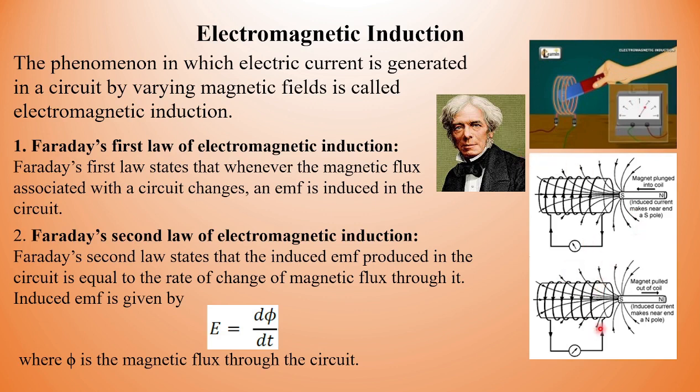You can see in this figure also the above facts. When the magnet is plugged into the coil, the magnetic field lines associated with the coil are changing, are crossing, so there is a variation in the magnetic field, so current is induced. When we take it out, the current is induced in the opposite direction.